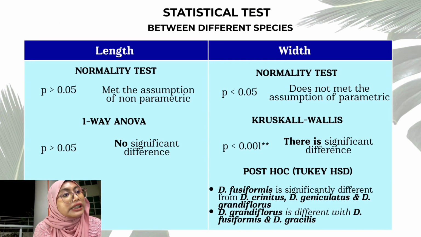Kruskal-Wallis reveals that there is a significant difference. So, in order for us to find out which species have different widths for their major phytolith, we do a post hoc test. The post hoc test reveals that Dipterocarpus fusiformis is different from crinitus and geniculatus, and grandiflorus is different from fusiformis and gracilis.